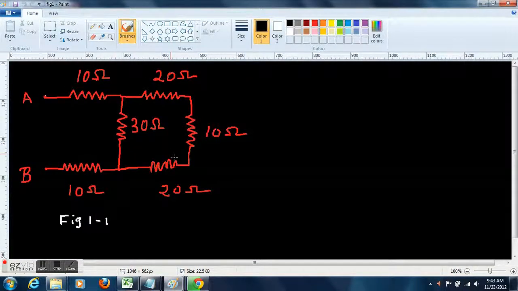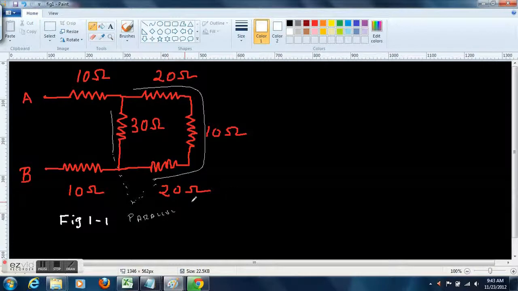Now this looks a little bit complicated, but we can try to simplify it, and this is the way to simplify it. We need to find out what is in parallel and what is in series here. Now look at this part, this 20, 10 and 20. This 20, 10 and 20 ohm seems to be in series, and that combination is in parallel with this 30 ohm resistance. This parallel combination is in series with the other two 10 ohm resistances.